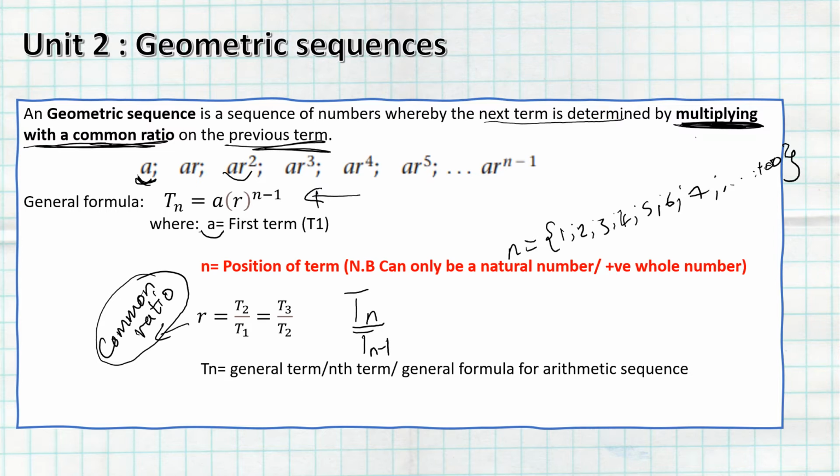So Tn, obviously we've said it before, is the general term or the nth term, or what we call the general formula. This is the general formula for a geometric sequence, not arithmetic, because here we are talking about the geometric sequence. Don't forget, it says Tn is equal to a into r exponent n minus 1. So that's the general term for a geometric sequence. Okay, so let's quickly look at some examples and different ways in which they can test you on your knowledge of geometric sequences.